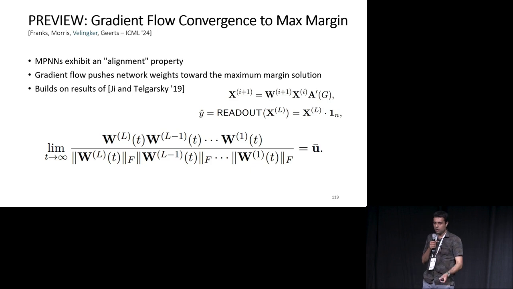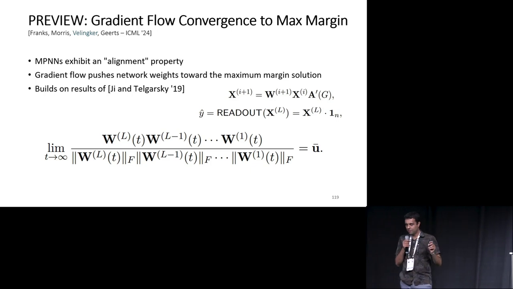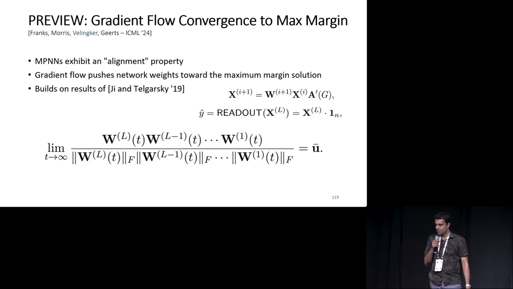And furthermore, you can also get this nice property that MPNNs in this linear classification setting exhibit some kind of convergence to the max margin solution. This is under gradient flow or gradient descent. Okay, so again, it's a preview of Thursday. Come to the poster.